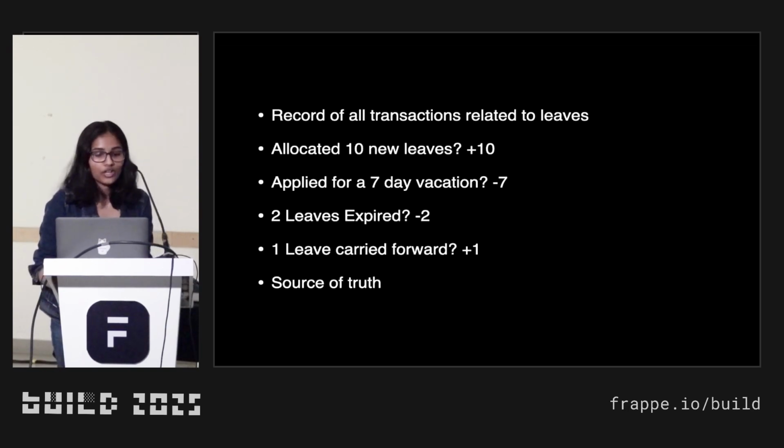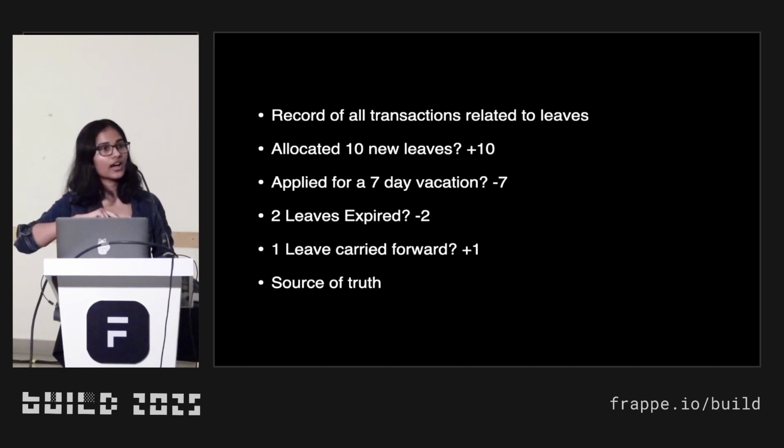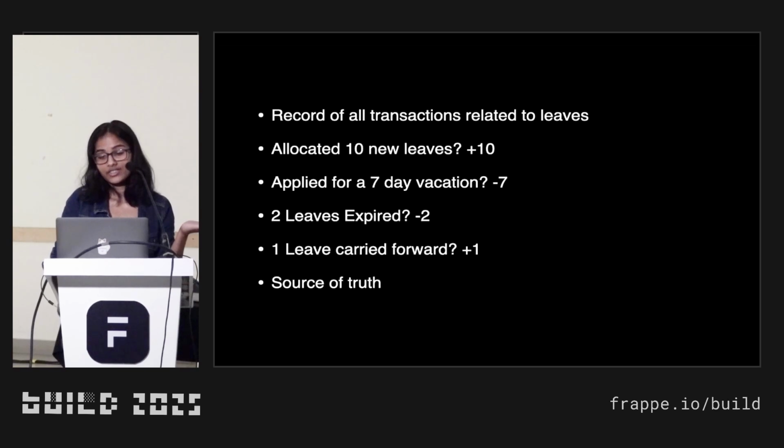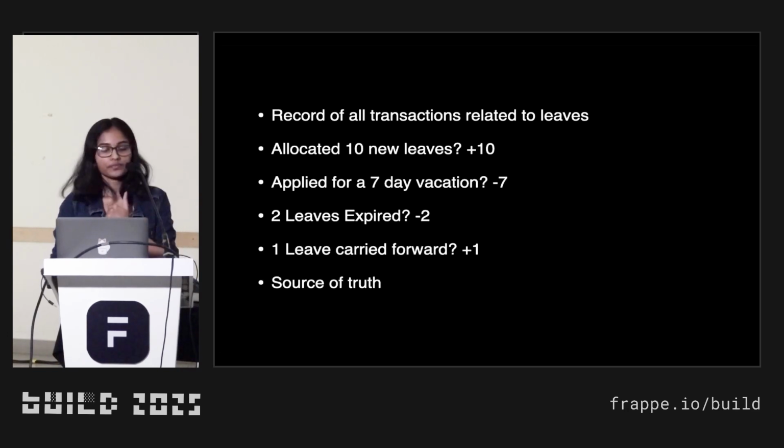So if you allocate 10 new leaves, that means your balance has now gone 10 plus. So we just make an entry in the ledger with 10 plus. If you apply for a 7-day vacation, then the entry is negative. If your leaves are expired, then a negative entry. If your leaves are carried forward to the next leave period, then a positive entry. And at the end, your ledger acts as the source of truth. So if you want to know what the leave balance is, you look at the ledger. And this is the reason it should not be tampered with.